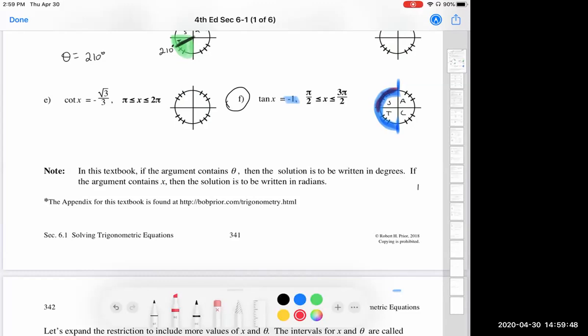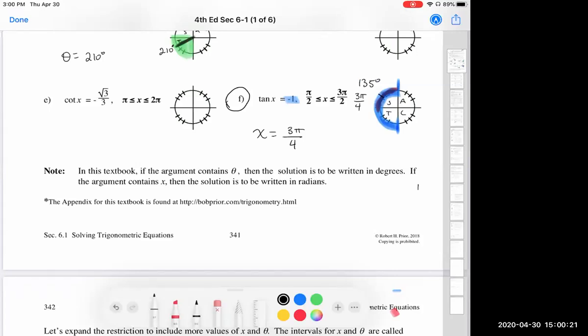Now, if you look at your chart, we see that tangent is 1 at 45 degrees. So it'd be that middle tick mark. So that'd be 135 degrees, but they gave us radians, so we want to give them an answer of 3pi/4. So x is equal to 3pi/4.